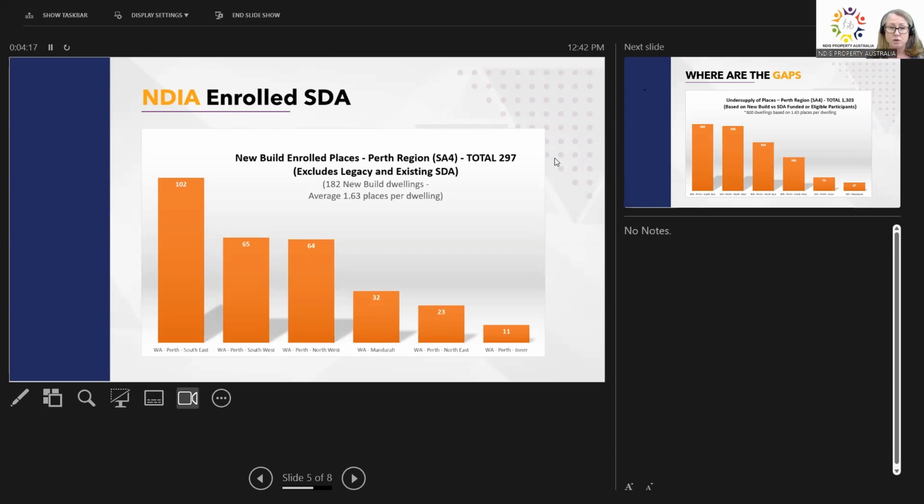And in terms of the new build enrolled, so that's the properties that meet the new SDA design guidelines, they are 297 places, and those are spread over 182 dwellings. And that's an average of 1.63 places per dwelling currently in all new builds in the Perth region. Again, concentrated in the southeast, southwest, and northwest.